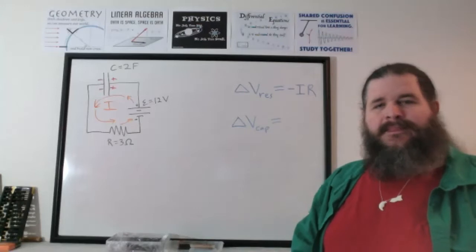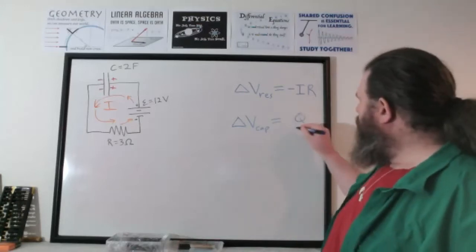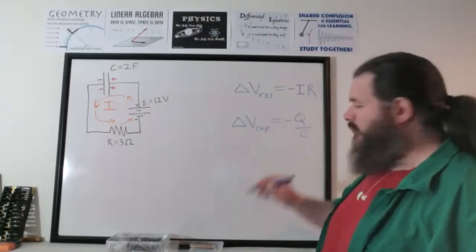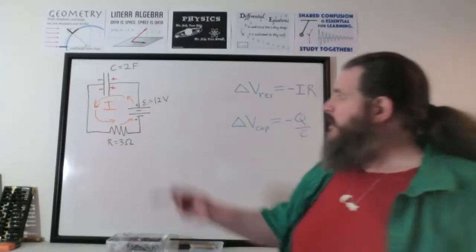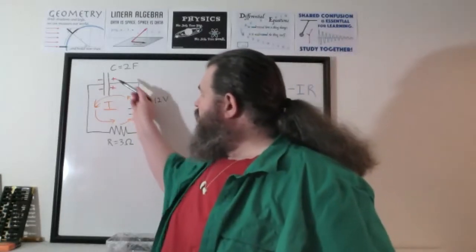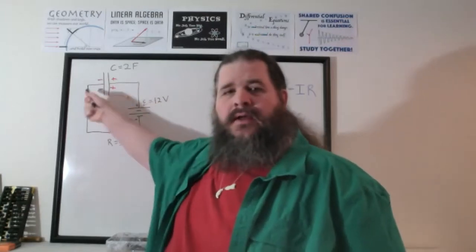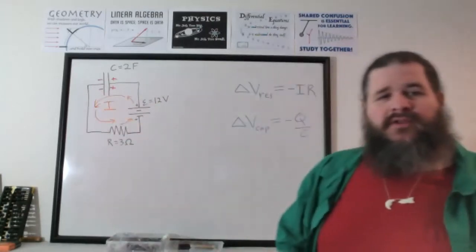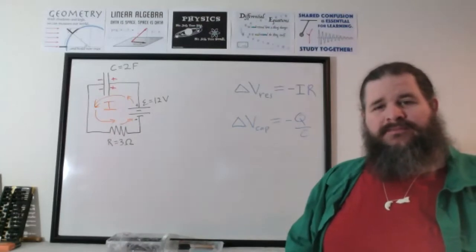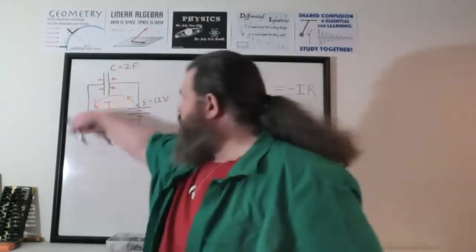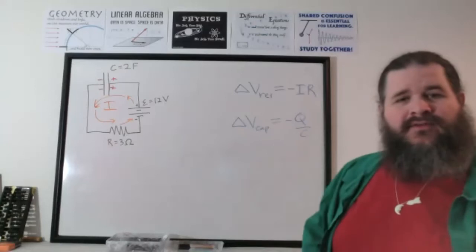Q over C. And usually we're going to use negative Q over C just because of the directionality. If you're talking about this direction, we are going from the positive plate, the high voltage zone, to the negative plate, the low voltage zone. So that is a decrease in voltage. So in this direction, I would say that delta V is negative Q over C.